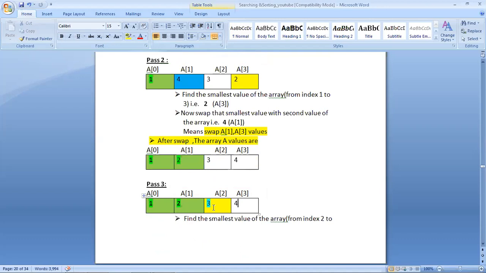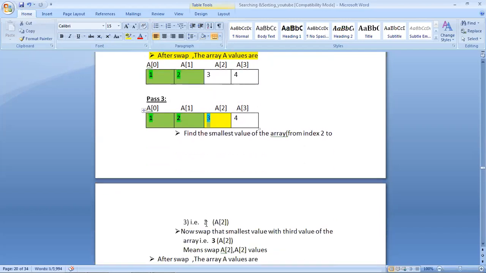What is the smallest value from 3 and 4? Why? Because we have to ignore the first two values, which are already at the correct place. Find the smallest value of the array, that is from 3 and 4. So what is the smallest value? 3, which is in yellow color, is the smallest value.